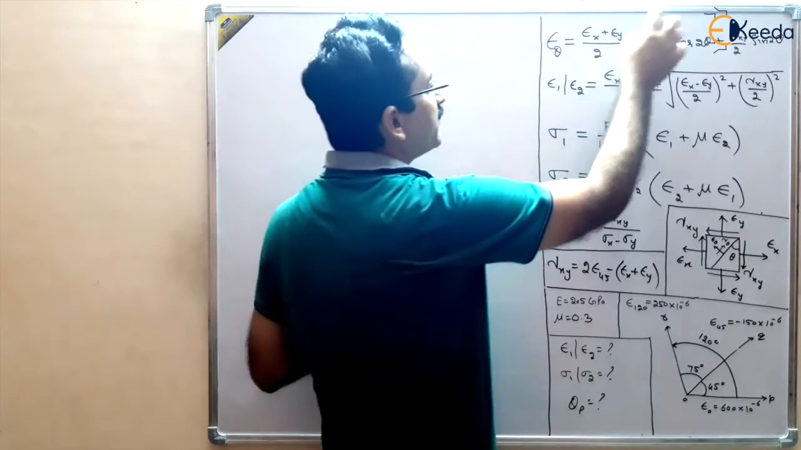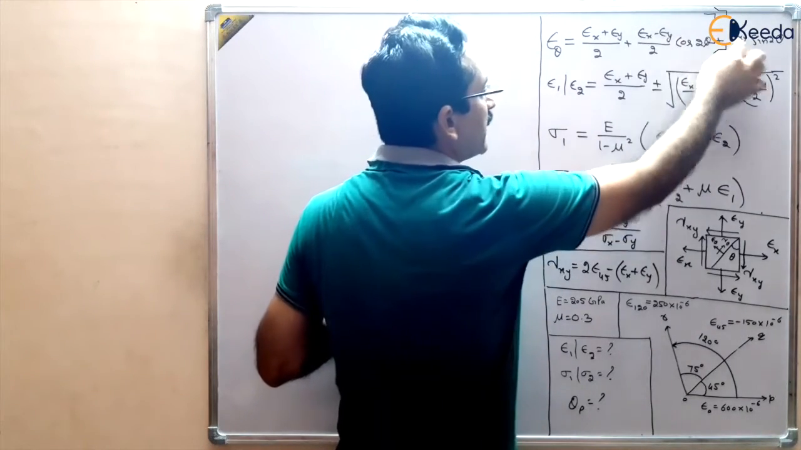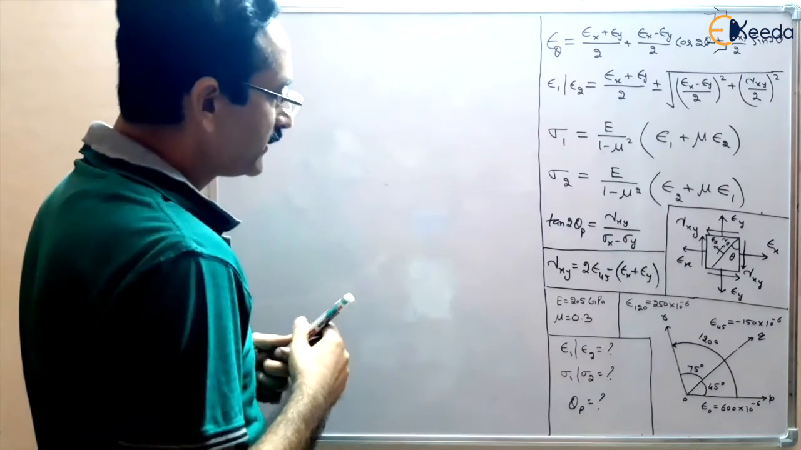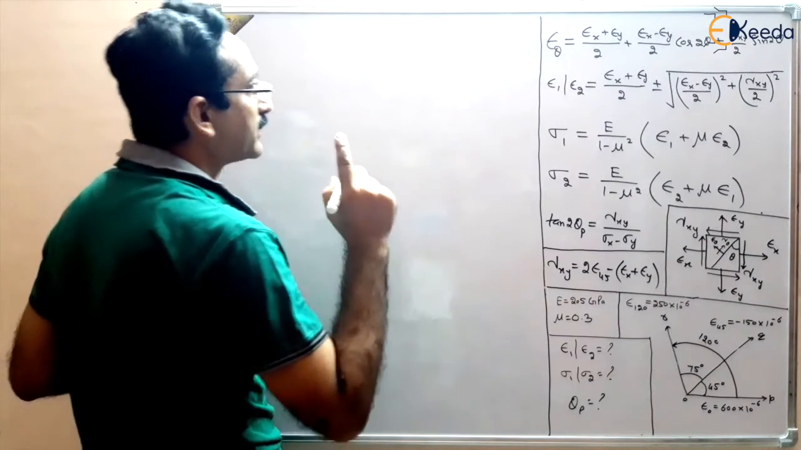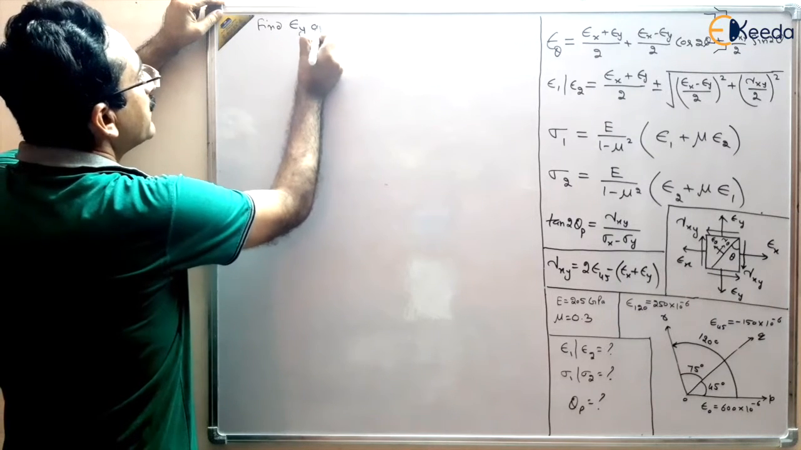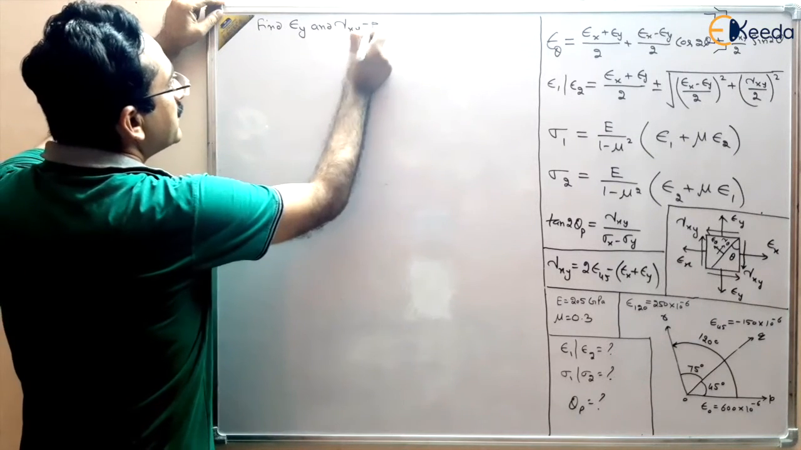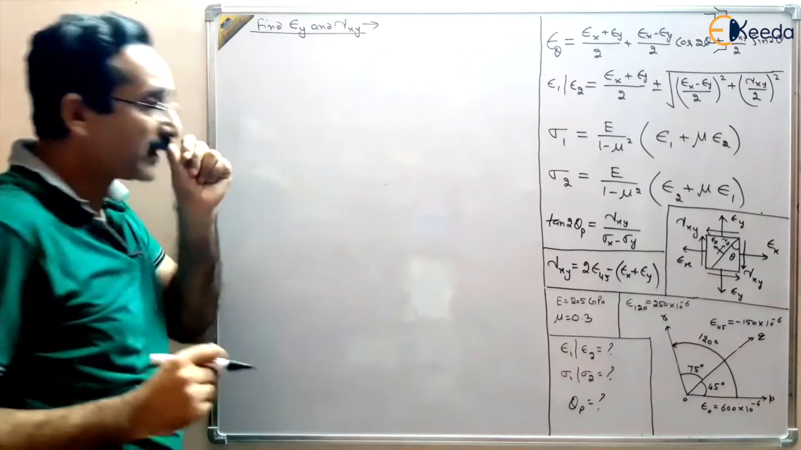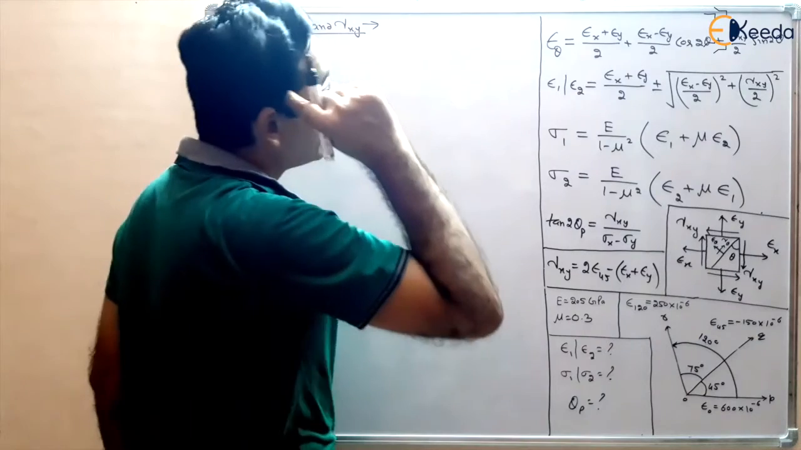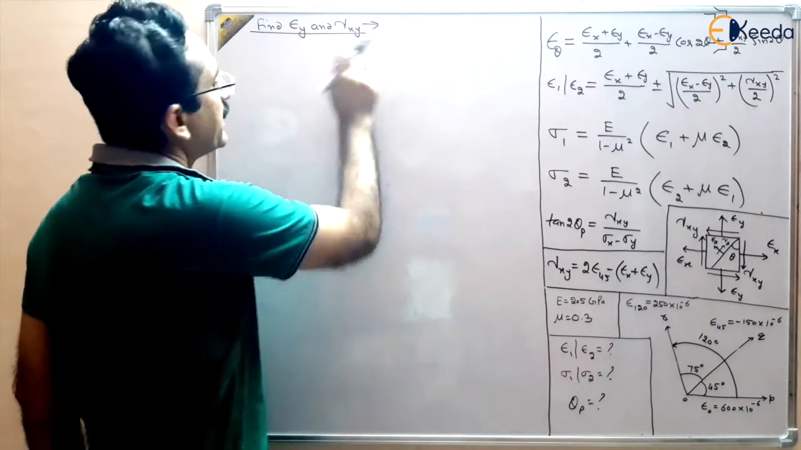So we have to find epsilon y and gamma xy, and using these we find the principal values. So the first step is to find epsilon y and gamma xy. This is our aim, and we will use the basic main equation, epsilon theta, which is equal to (epsilon x plus epsilon y) by 2 and so on. So how do we find epsilon y and gamma xy?